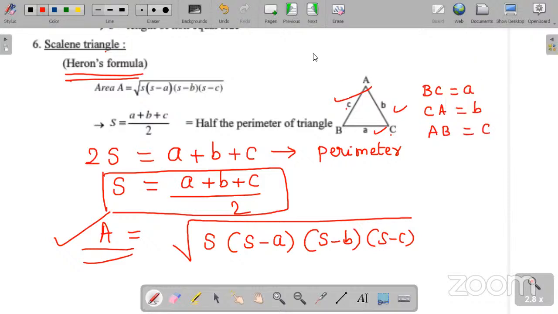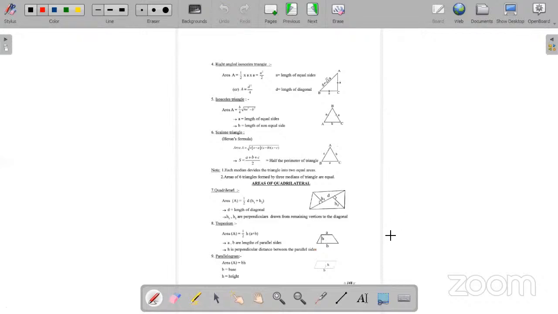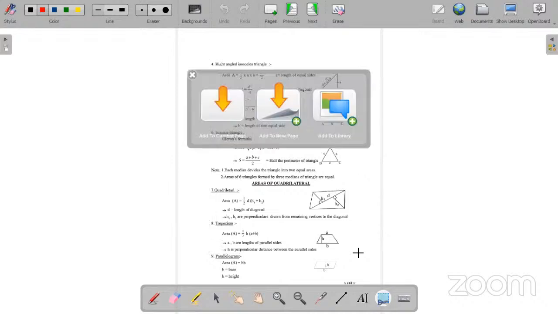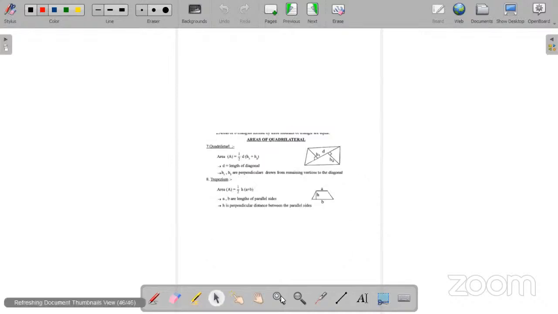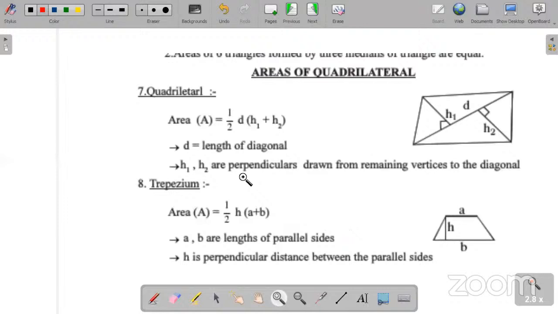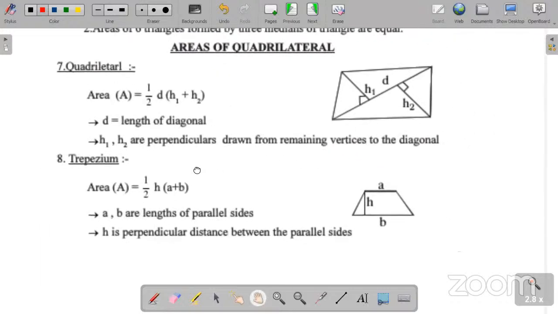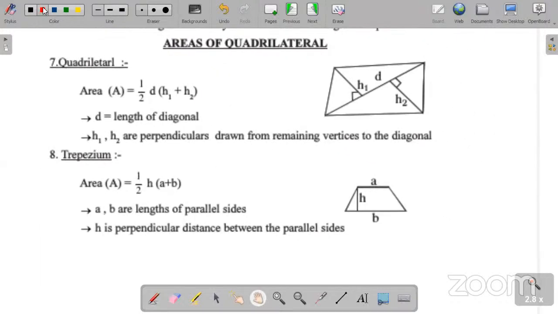Right. So let us move to another one now. Next, let us move to quadrilaterals, areas of the quadrilaterals. Now let's have a discussion on areas of quadrilateral. So how to find out the area of the quadrilateral?